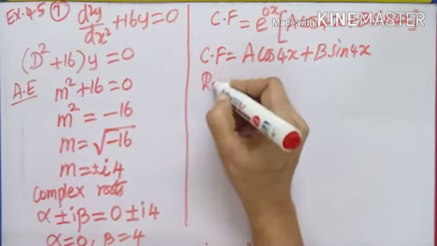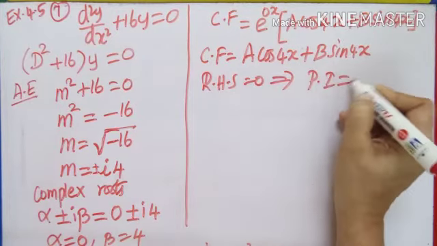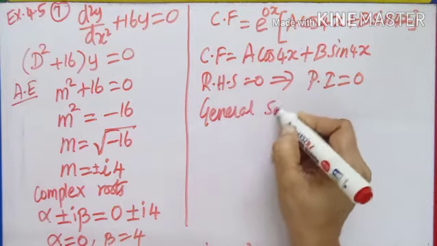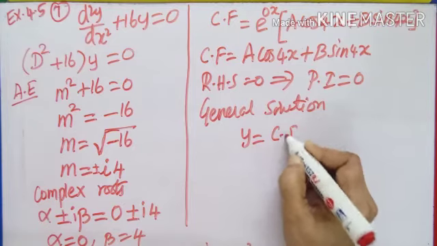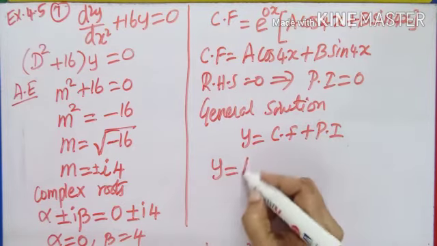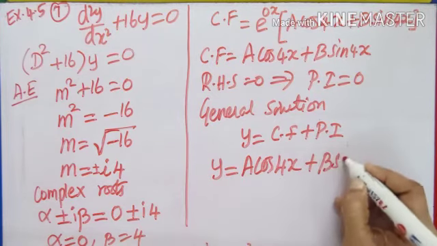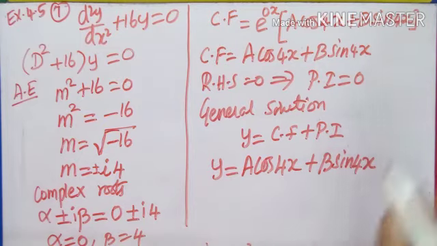The RHS is 0 implies particular integral is 0. We write the general solution. The formula is y equals CF plus PI. Here CF is a cos 4x plus b sin 4x. PI is 0, so ignore that part. This is the solution.